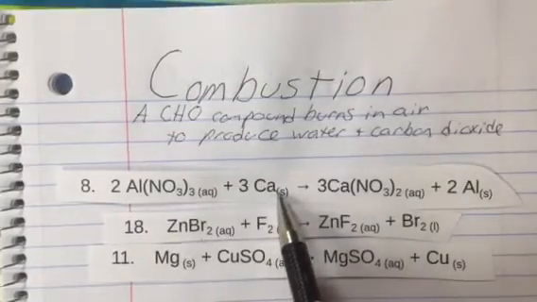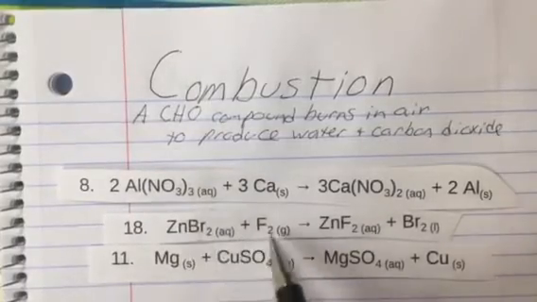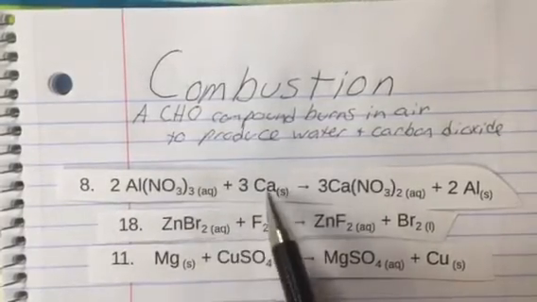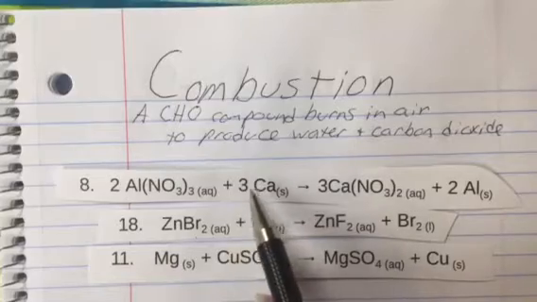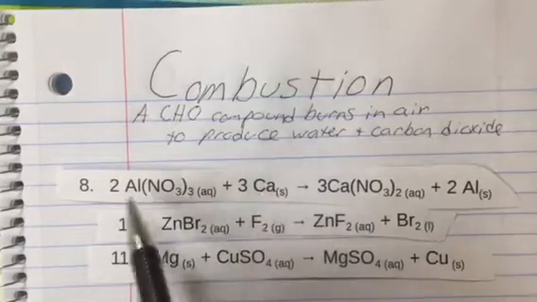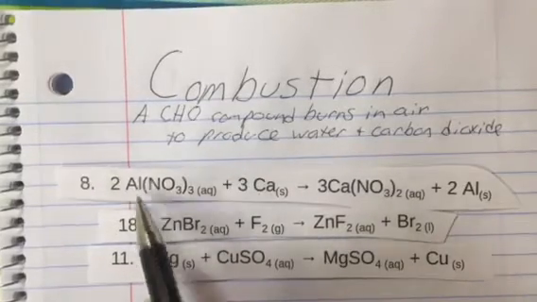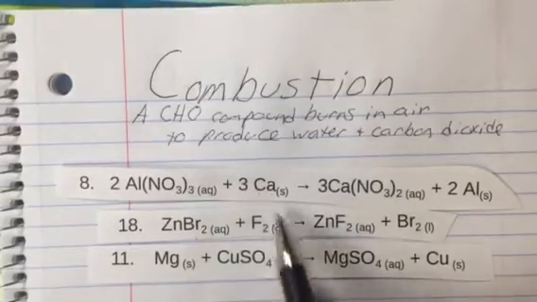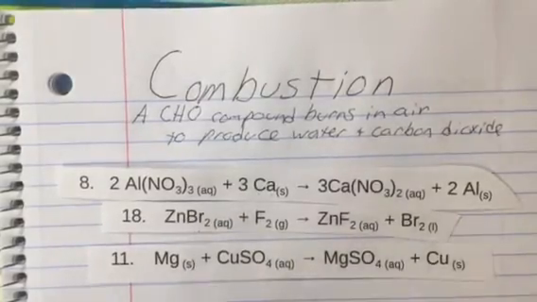Now, why does the calcium kick out the aluminum and the fluorine kick out the bromine? Remember that calcium is a metal, and the metal ion, the positive ion, is going to kick the positive ion out of the compound, and then this non-metal ion, like fluorine, has to kick the non-metal ion out of the compound.